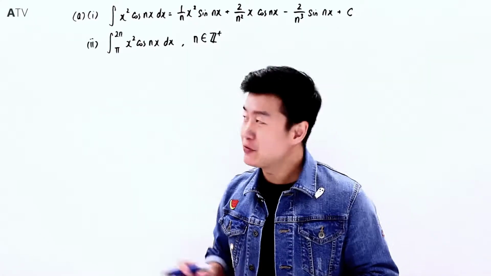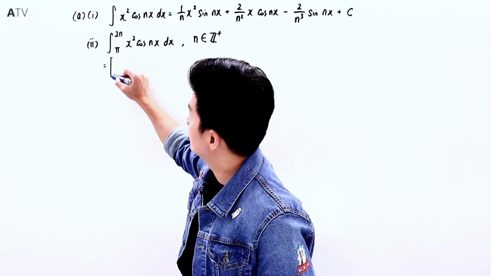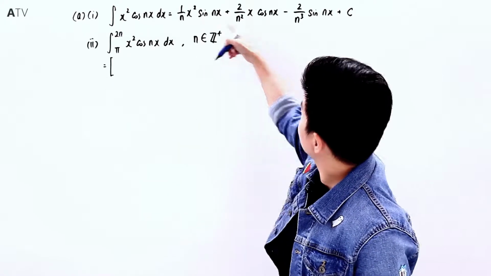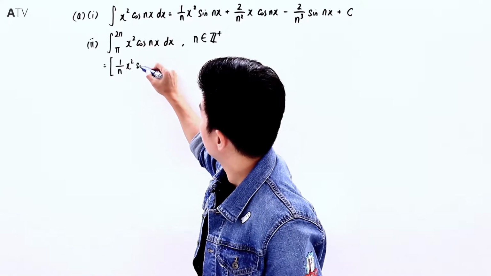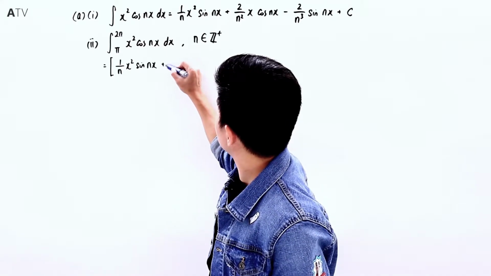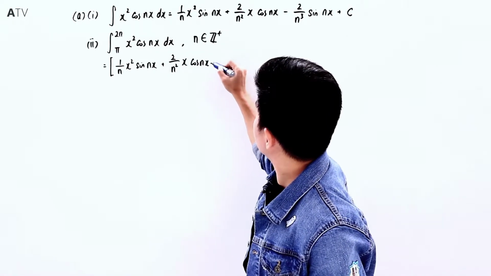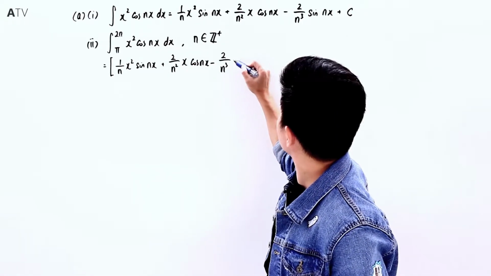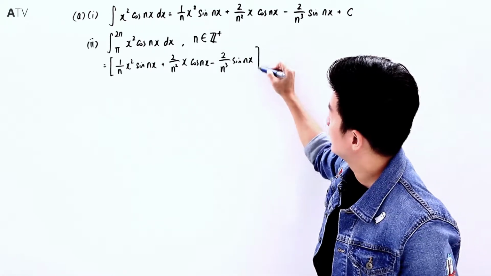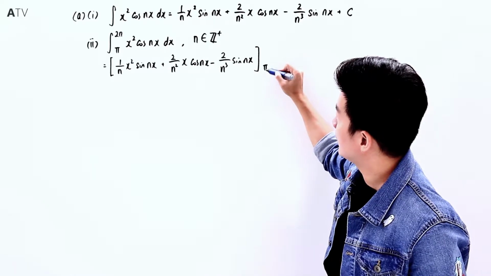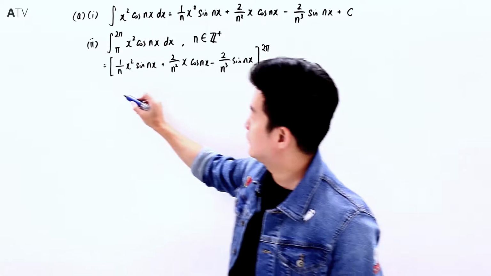Part 2 is a derivative of the first part of the question. So this integral is going to be using the first part of the question: (1/n)x² sin(nx) + (2/n²)x cos(nx) − (2/n³) sin(nx), omitting the c, but with a lower limit of π and upper limit of 2π. Let's substitute 2π in first.